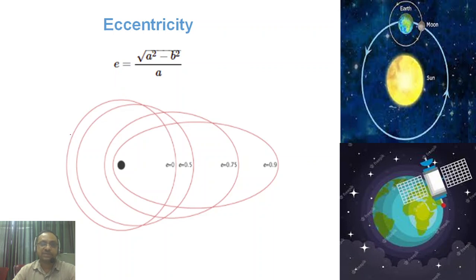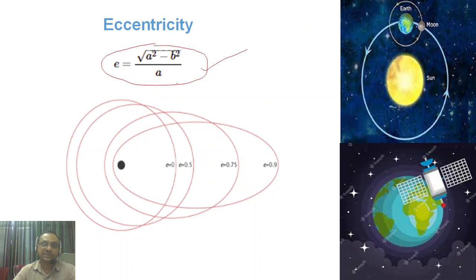If the lengths of the semi-major axis and semi-minor axis of an elliptical orbit are A and B, then the mathematical expression is e equals the square root of A squared minus B squared, upon A, where A is the half of the major axis and B is the half of the minor axis. By using this formula, we can calculate the eccentricity.